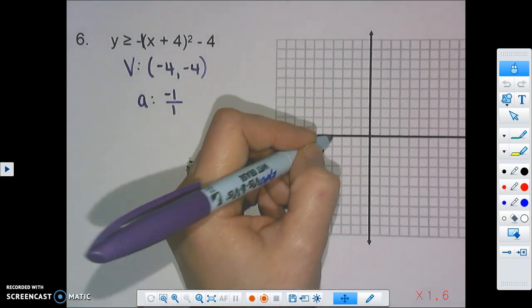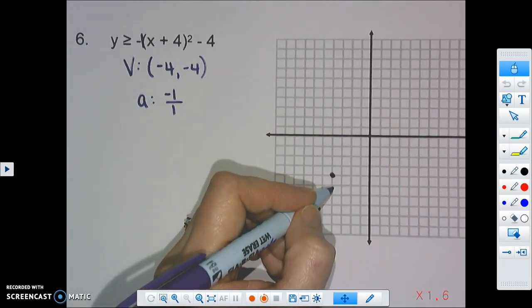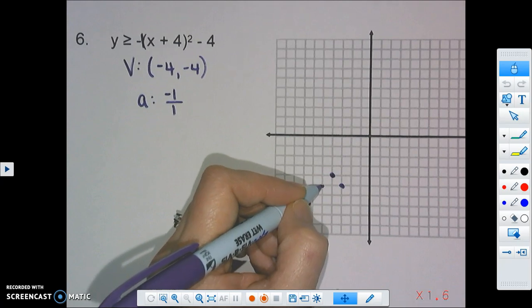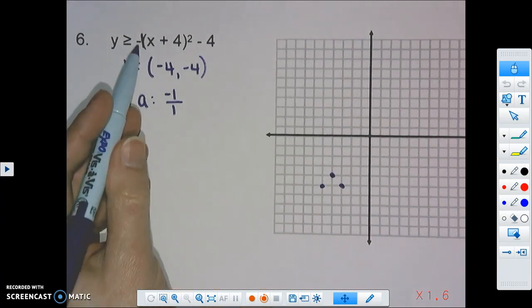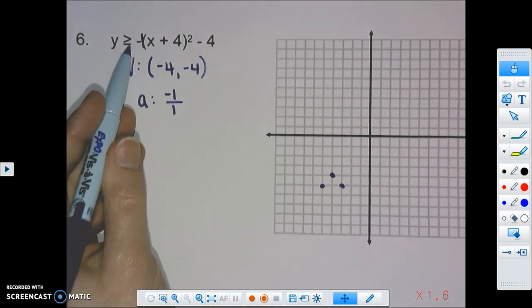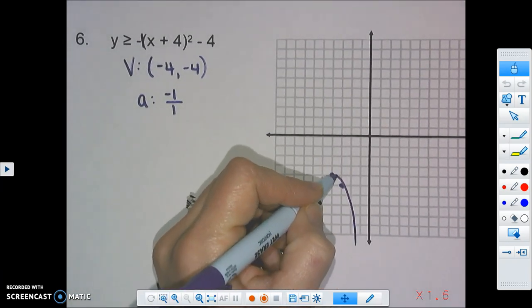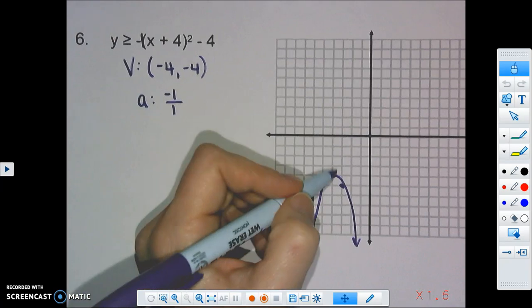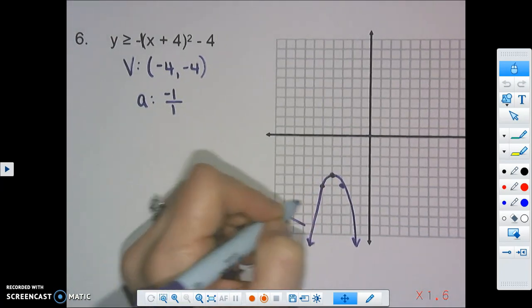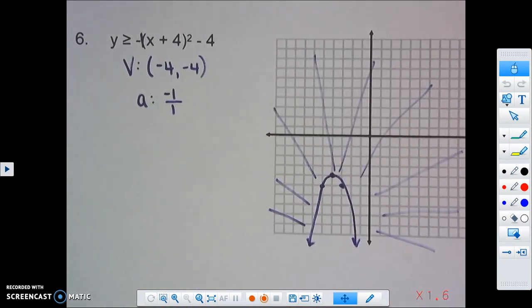So we plot that vertex negative 4, negative 4. And then our slope is down 1, right 1. You can also go down 1, left 1 as well because we know that a parabola is symmetric. Now, it does make sense that it faces down. Here we have y is greater than or equal to. So since it's equal to, we're going to make this be a solid parabola facing down. And it says y is greater than, so if we're focused on that vertex, greater than would be any of these points higher than that vertex, or on the outside of that parabola facing down.